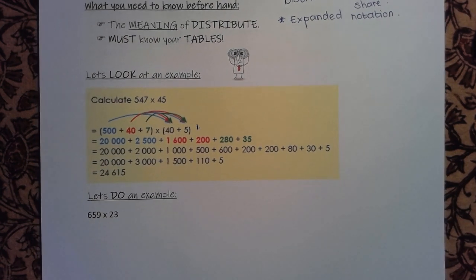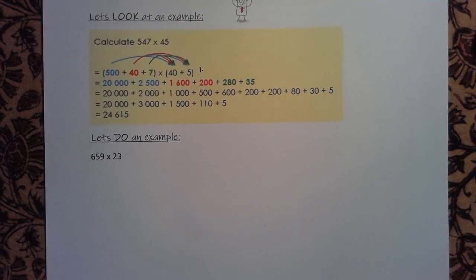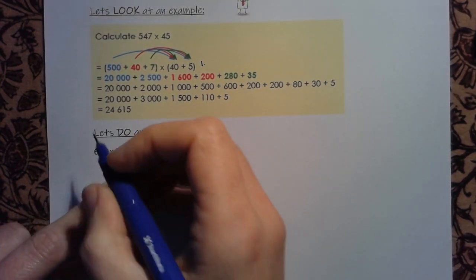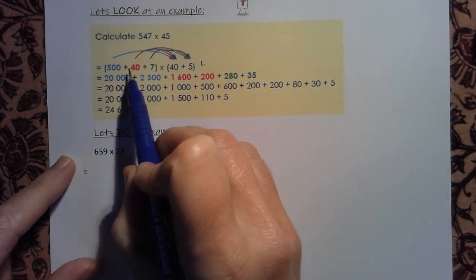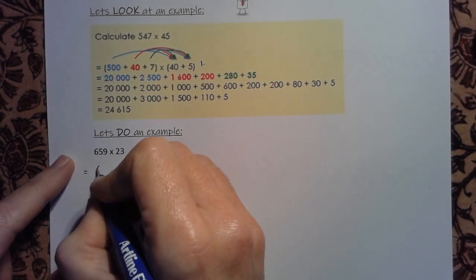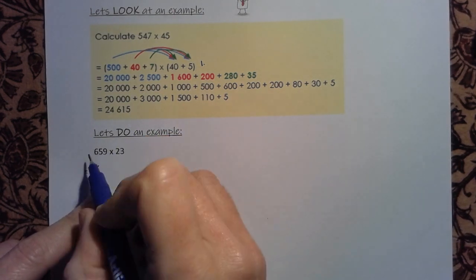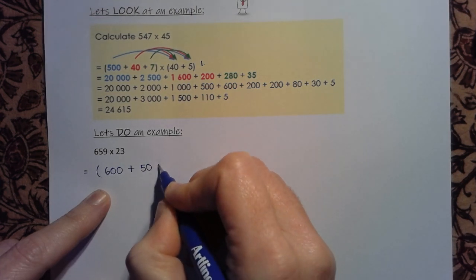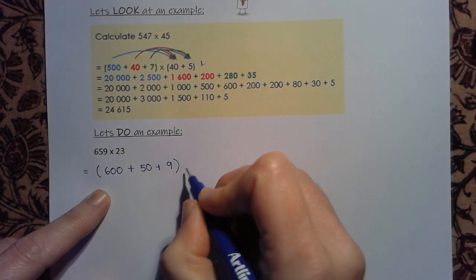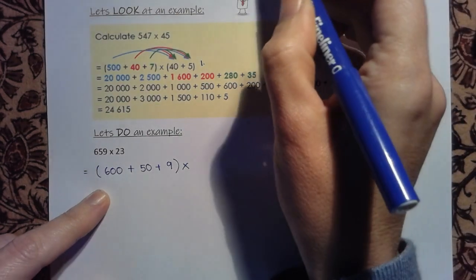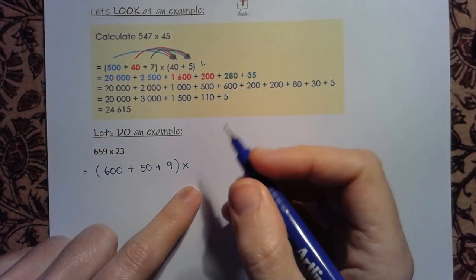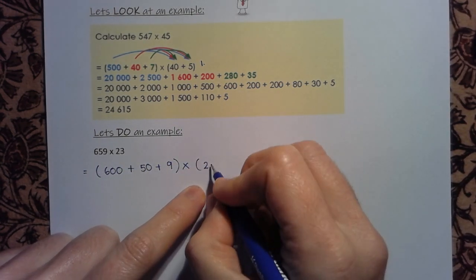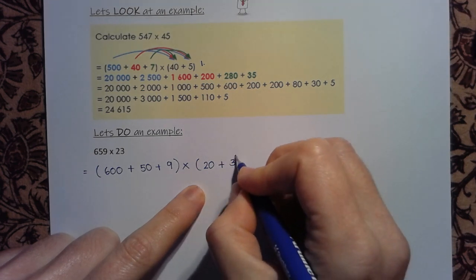Okay, so we're going to do an example of one like that. Here we have 659 times 23. So the first step is to expand the numbers, to break them up. I'm going to use brackets for my first one. So this is 600 plus 50 plus 9. Okay, and I'm multiplying. Remember this multiplication that we are using here. And then I take the second number and I break it up. Now it's only tens and units, so it's 20 plus 3.